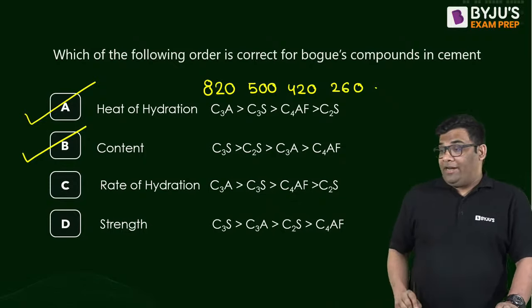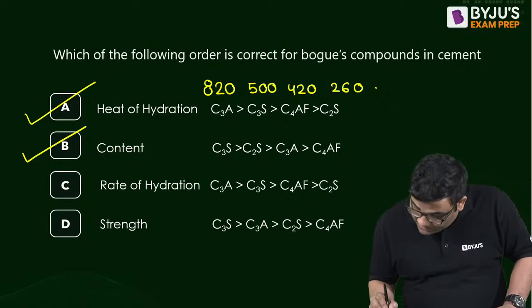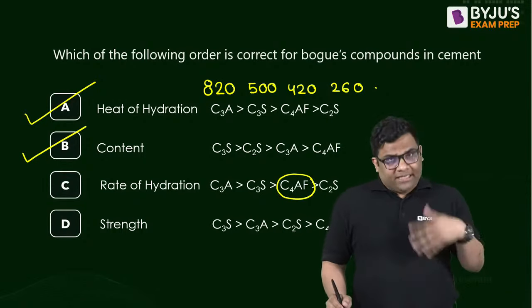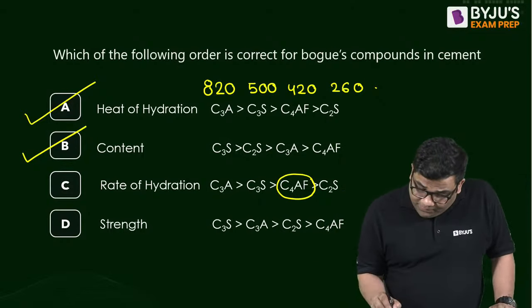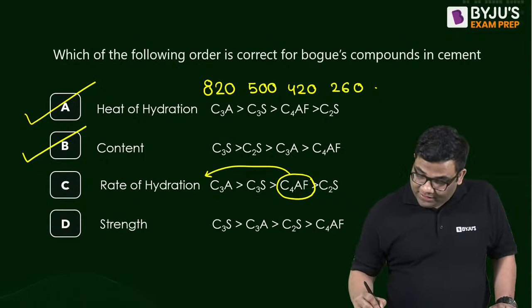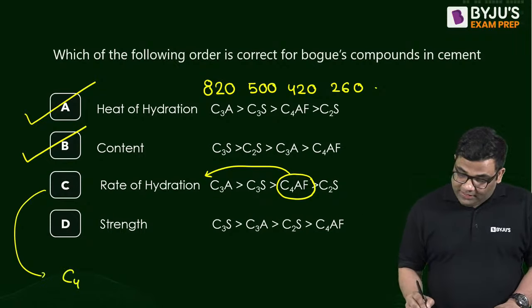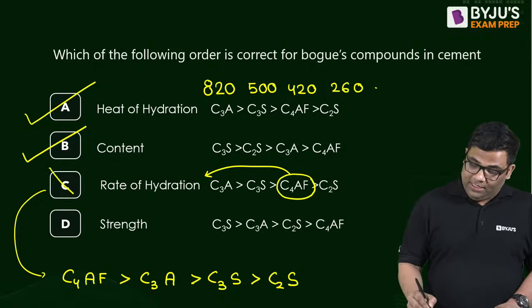But in rate of hydration, remember this: the heat of hydration of C3A is more, even content is also more compared to C4AF, but this compound reacts a little fast. So when I'm comparing rate of hydration, it will be C4AF greater than C3A greater than C3S, and the minimum one is C2S. So this is the wrong answer.